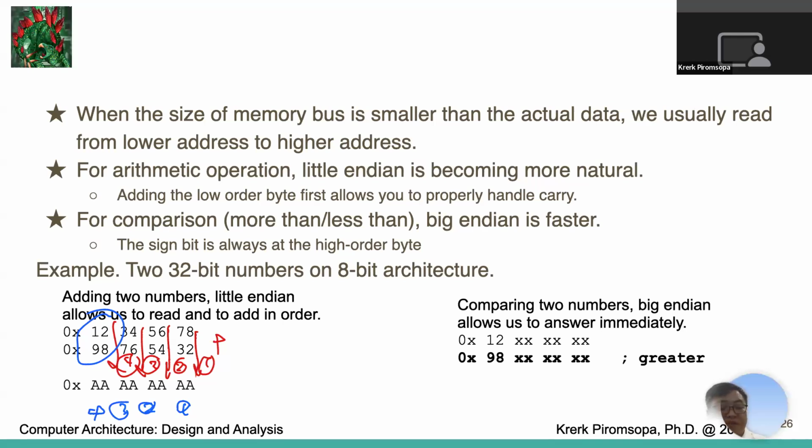But for big endian, just read the first byte and I know which one is greater. Done. But if I want to add, then I add 4, 3, 2, 1, so you inverse the order. It's just a design trade-off.